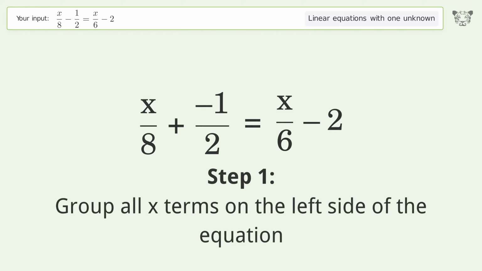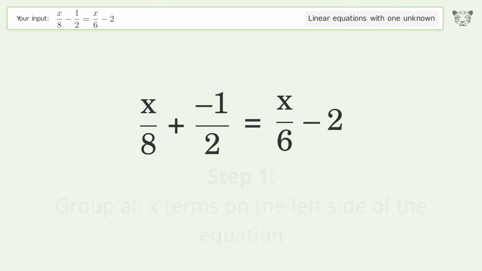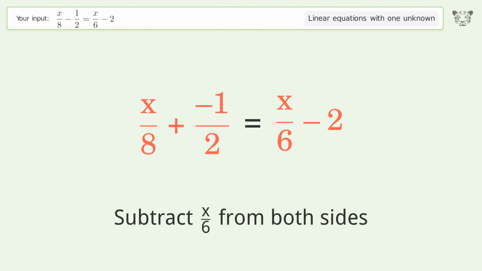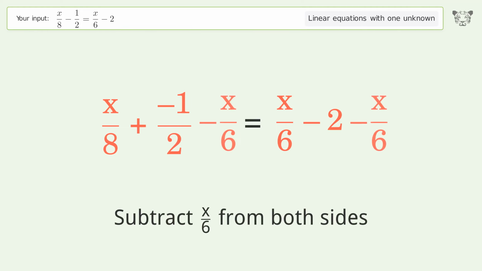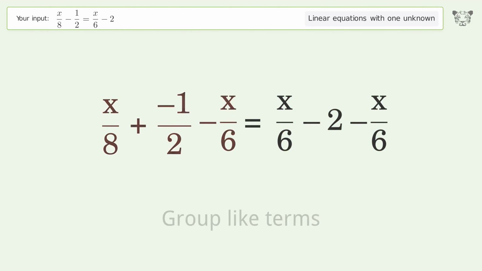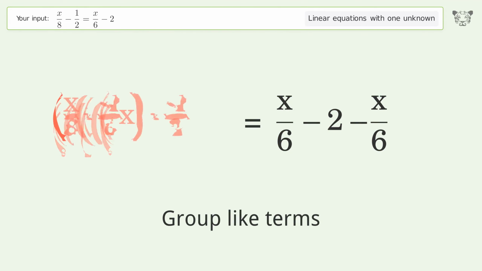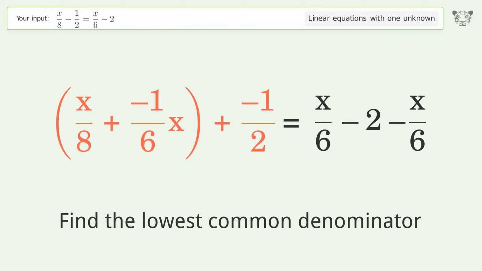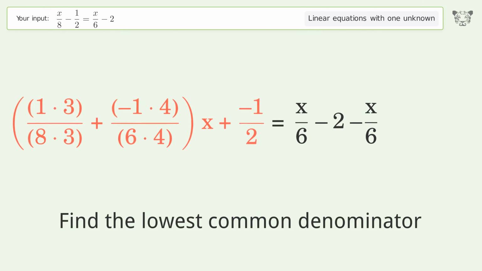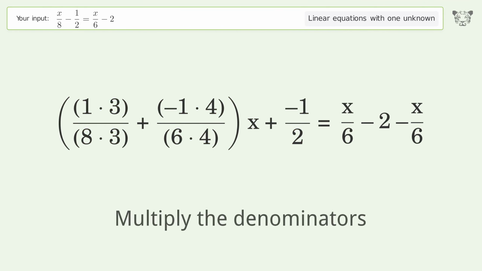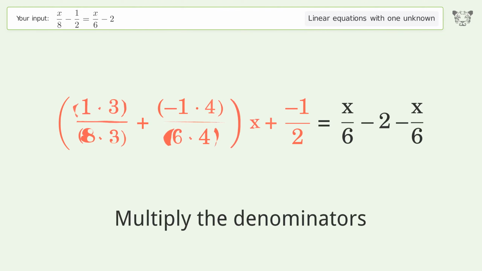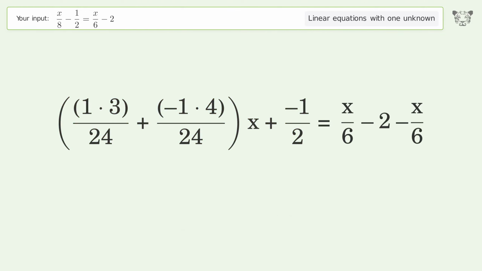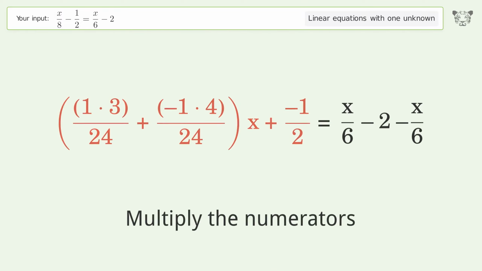Group all x terms on the left side of the equation. Subtract 10 over 6 from both sides. Group like terms. Find the lowest common denominator. Multiply the denominators. Multiply the numerators.